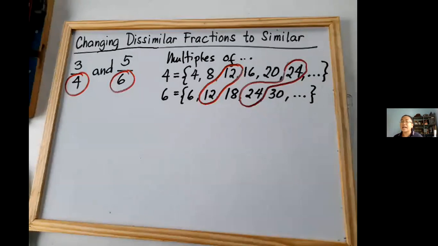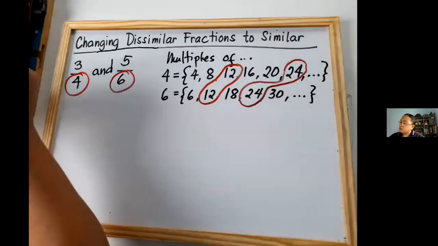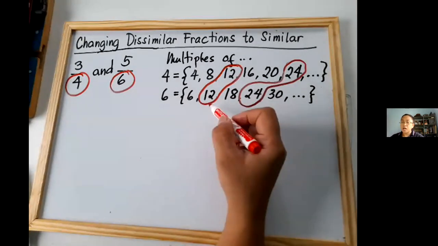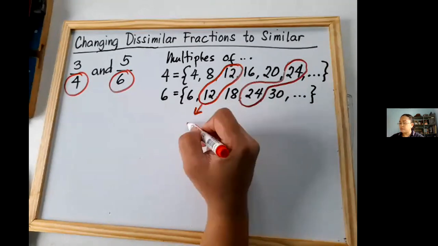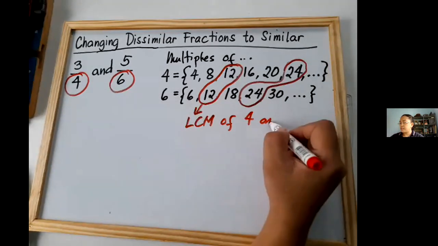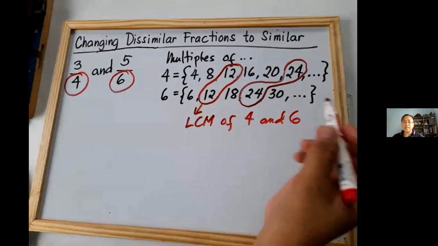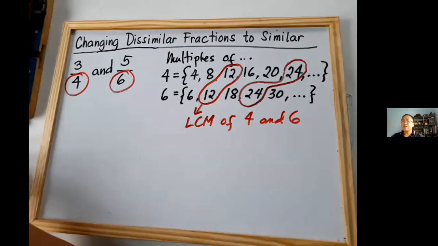Okay, anong gagamitin ninyo? Pwede nyo gamitin pareho. Wala namang problema doon. Kaso, mas maliit na numero, mas madaling mag-compute. Tama? So, ang gagamitin natin ay yung pinakamaliit na magkapareho sila. Ang tawag natin doon ay LCM. So, in this case, we have 12 and 24. Ang pipiliin natin na LCM nila ng 4 and 6 ay yung 12. So, ito yung LCM of 4 and 6. So, yung LCM na yan, yan ang ating magiging least common denominator ng 4 and 6.